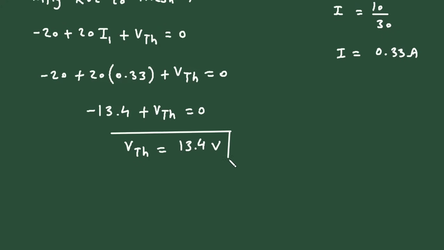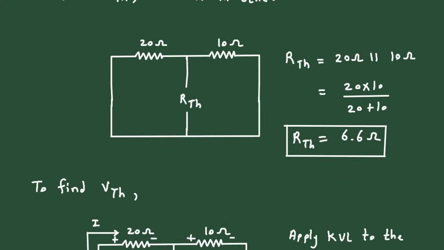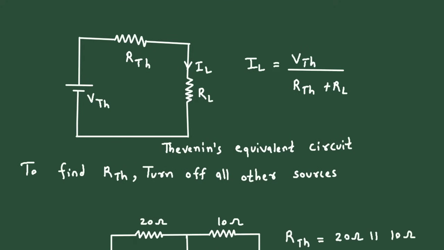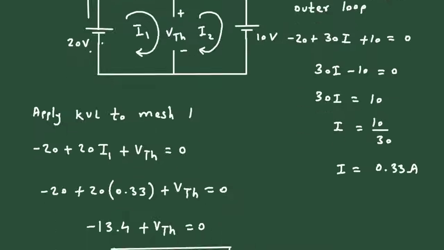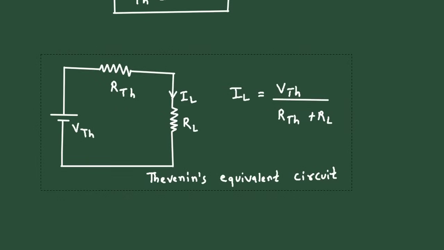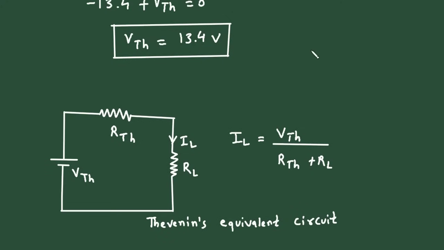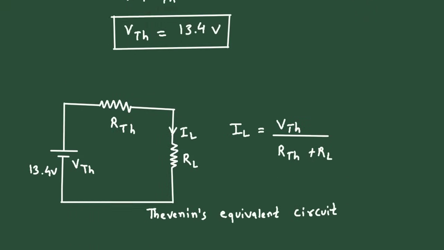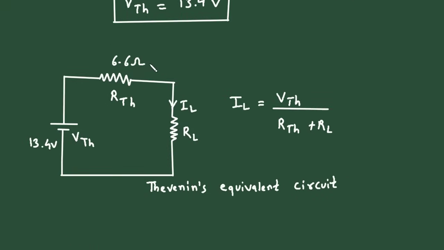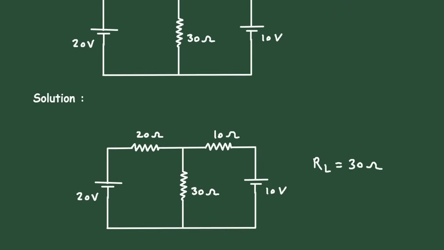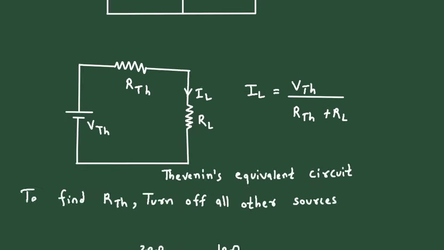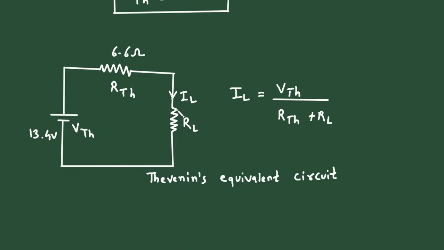Now we got the value of VTH and we also got the value of RTH. So we can draw the Thevenin equivalent circuit. So let's copy this circuit from here directly and substitute the value of VTH. It is 13.4 volt. The value of RTH is 6.6 ohm. And the value of RL is 30 ohm.